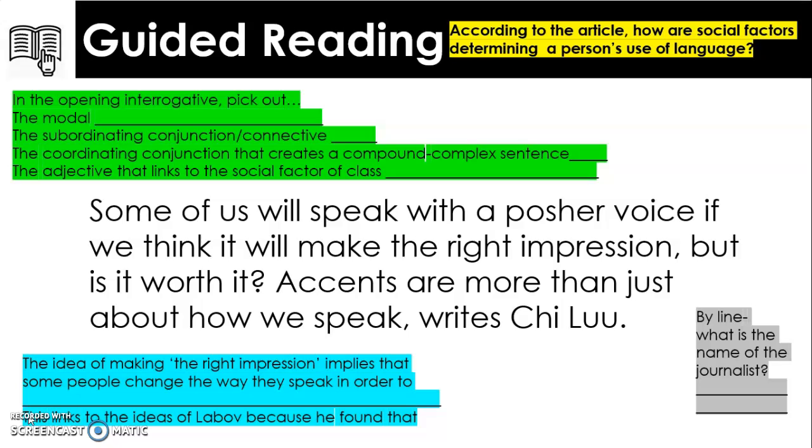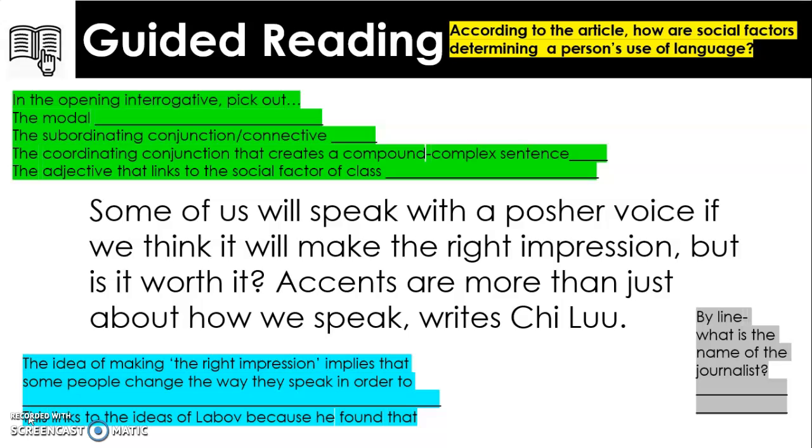Okay, so right impressions, this idea that we change the way we speak in order to impress or please others. This links to the ideas of Labov. So how can we link this to Labov? What did Labov find out that strengthens or correlates or adds to the focus of this article at the beginning?